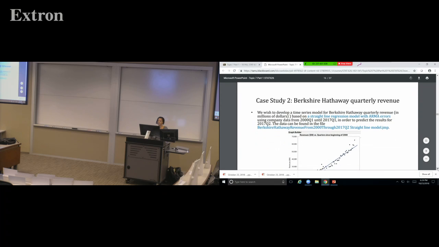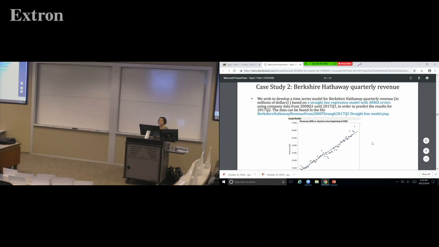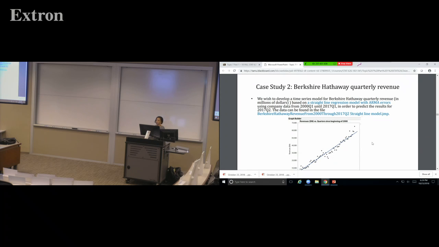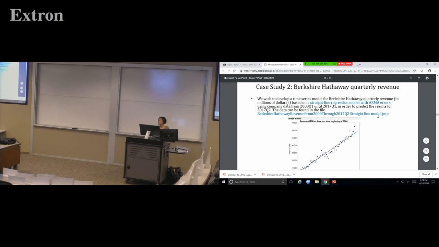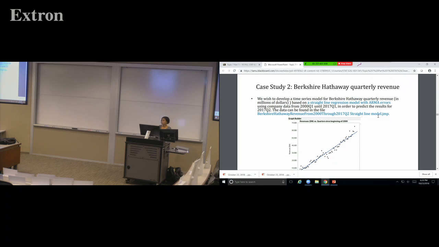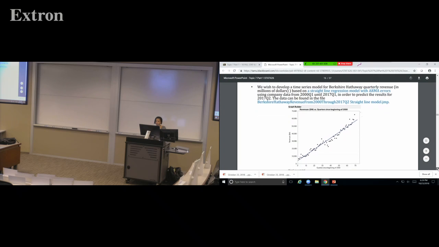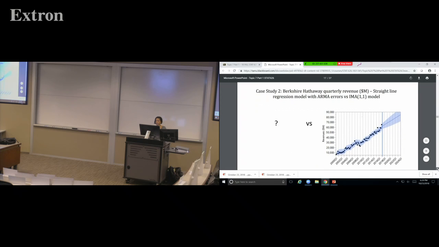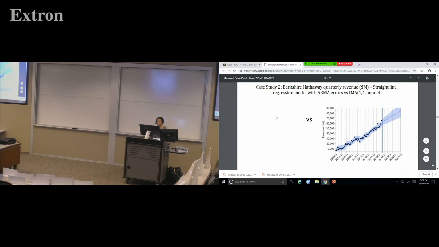It's always crazy when you see it the first time. Okay, so we're going to take another look at the Berkshire Hathaway quarterly revenue data. This time, though, our goal is to fit a straight line regression model with ARMA errors. And so I've included a new data set in the data set folder because we want a predictor column, right? So it's a new data set. At this point, Berkshire Hathaway has like 3 different data sets listed there.